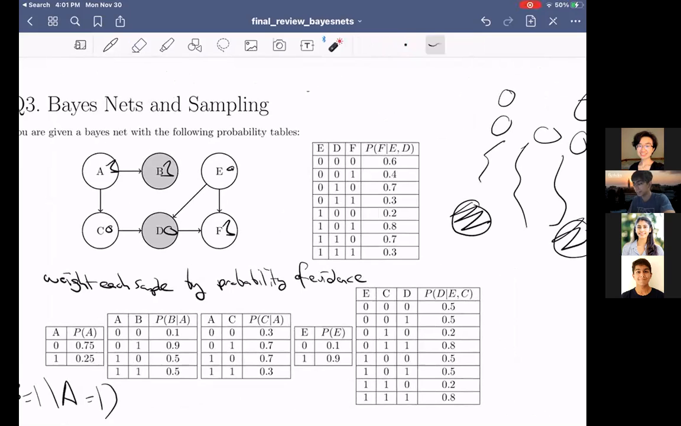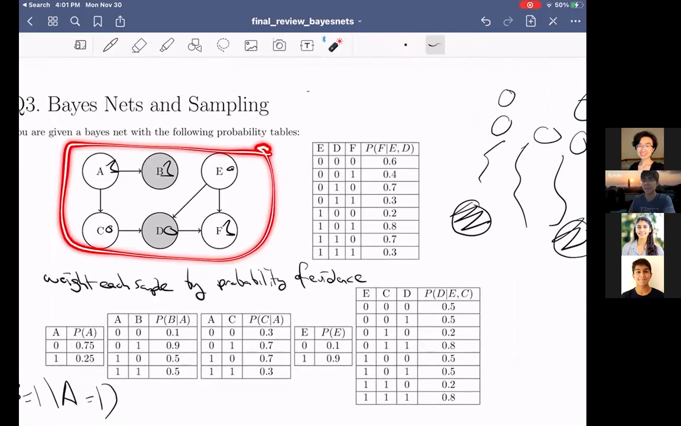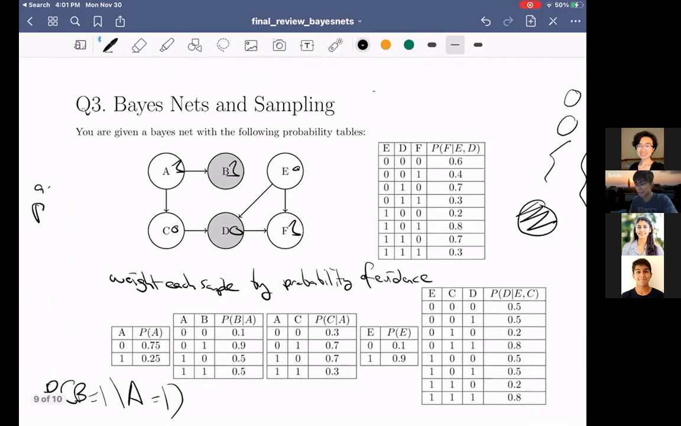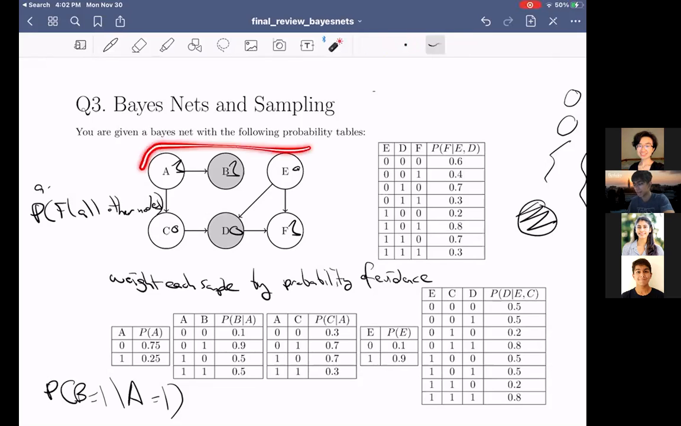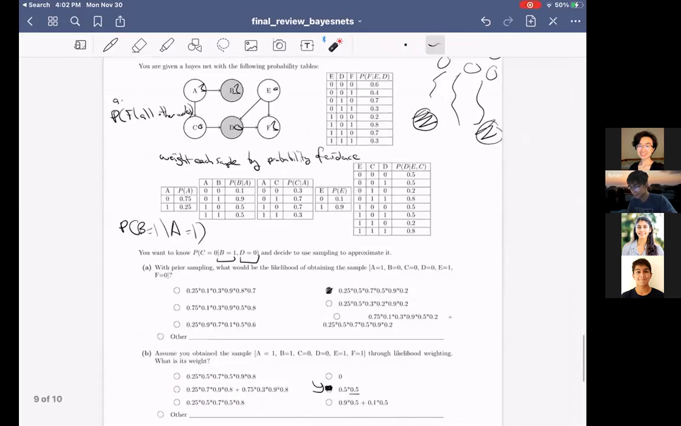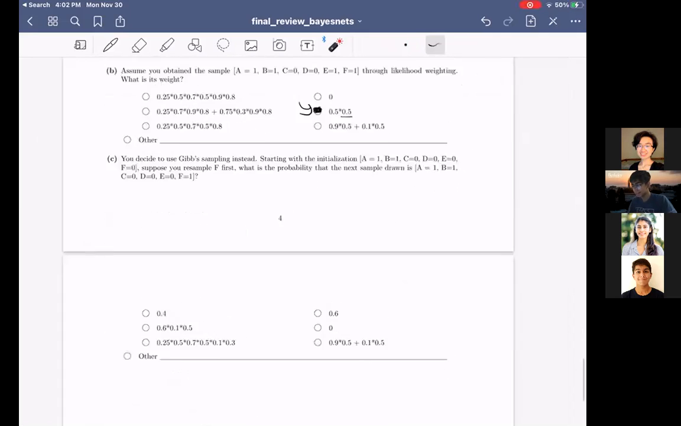For example, here I have this initial sample that I've started with, and let's say I want to resample F. In order to resample F, the probability distribution that I look at is the probability of F given all other nodes in the Bayes net, because I have all the other nodes: A, B, C, D, and E. That's what I use to resample F. So that's what we're doing in Gibbs sampling.